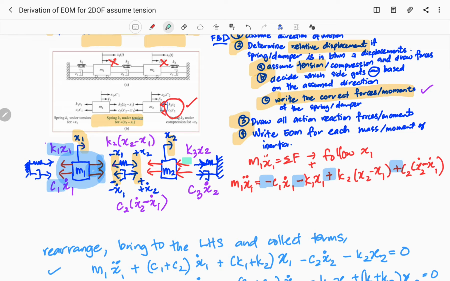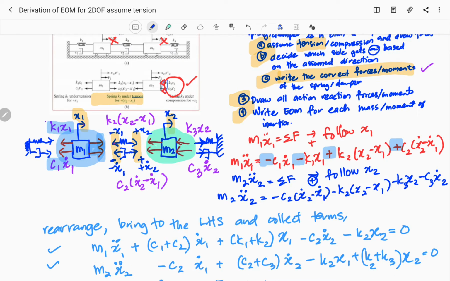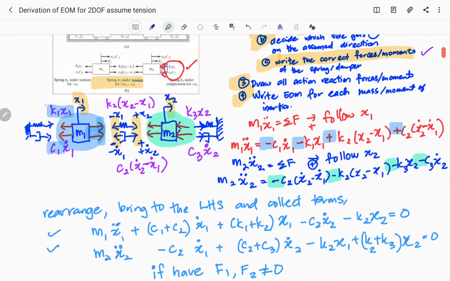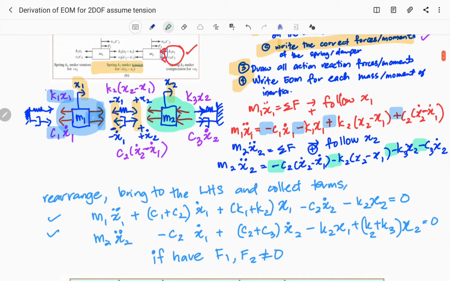For the second equation, you just focus on M2. There are also 4 forces there. So let us write for M2. You need to write on the mass M2 in green. Then you can see all the forces are negative. The next step is you just need to rearrange the terms, bring them to the left hand side of the equation and collect the terms.